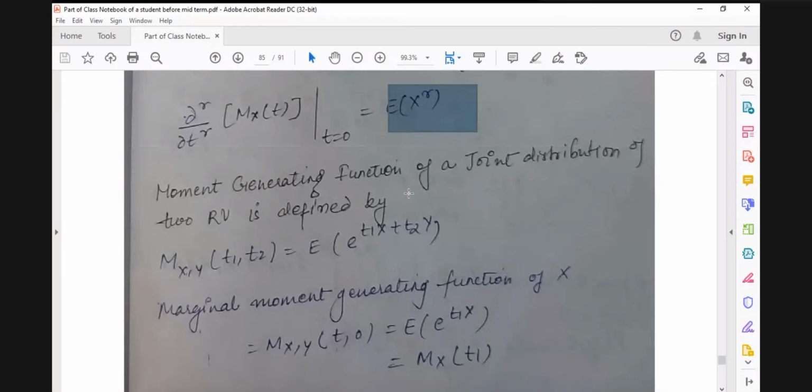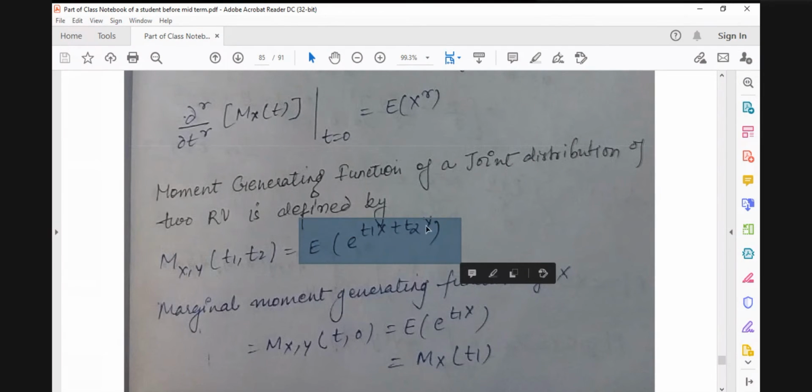Now, the moment generating function of a joint distribution of two random variables. Suppose you are having two random variables, one is X, another one is Y, and then you have to choose two different real parameters like t1 and t2, and then we define this joint moment generating function M_{X,Y}(t1, t2), and it is defined as the expectation of e raised to power t1X plus t2Y. And here t1 and t2 are constants, a real parameter.